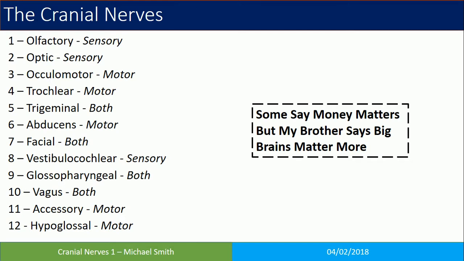So there are some key things to remember about the cranial nerves, and one of the things you should know is their names. So we have our olfactory, optic, oculomotor, trochlear, trigeminal, etc. But the other thing you want to be able to work out is which ones have sensory supply, which ones have motor supply, and which ones play a role in both. And there's a helpful mnemonic for remembering this, which is some say money matters, but my brother says big brains matter more. And some of the words in that are interchangeable.